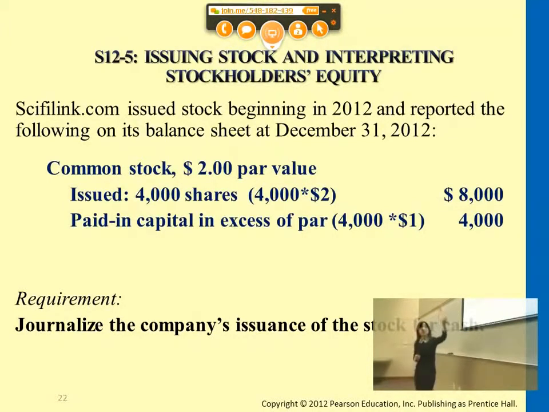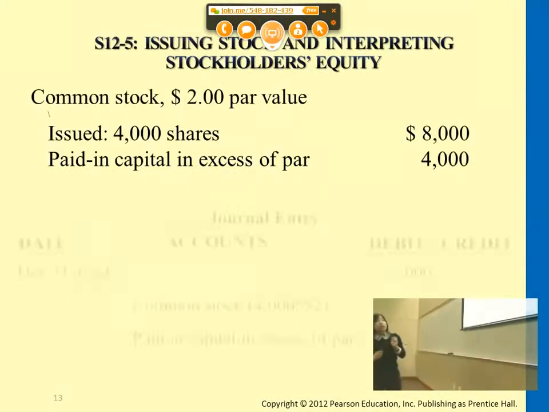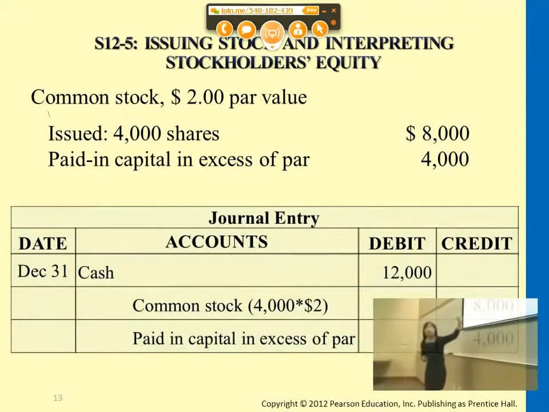Okay, so if this is what's shown on the balance sheet, and I ask you if we go backwards, what would the journal entry look like? Then the journal entry will look like this. You have common stock 4,000 times $2, the face value, and then you have paid-in capital in excess of par, the part that's above face value, $1, 4,000 times 1. So the cash part, if we want to calculate this, basically is the issue price $3 times 4,000 shares. That's how we get $12,000.